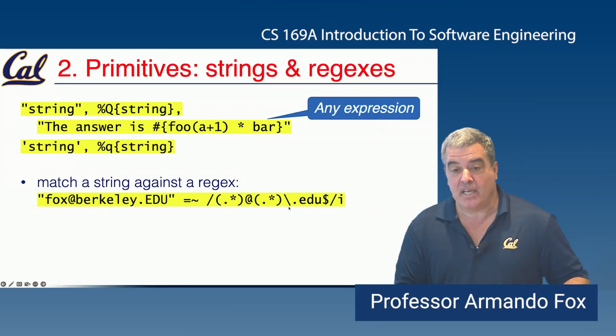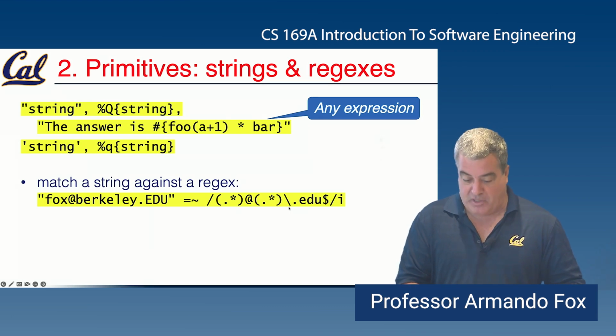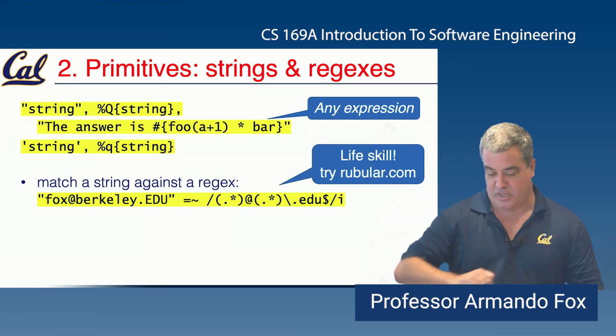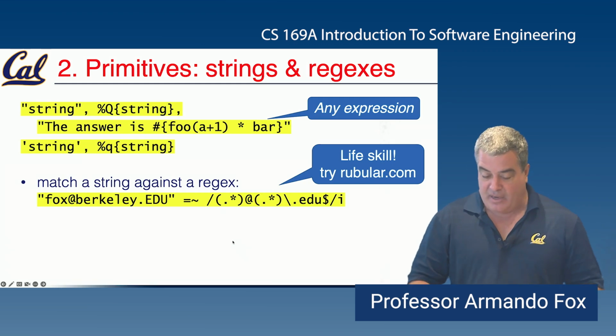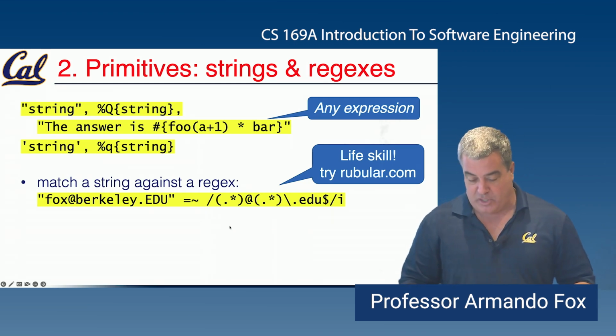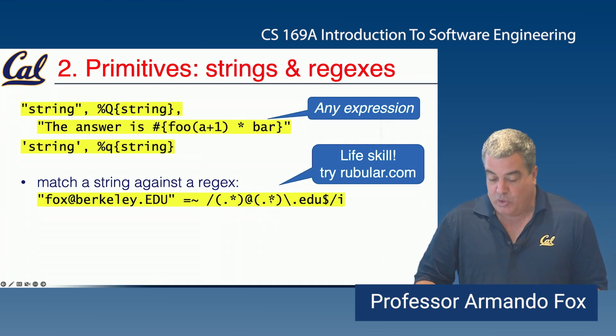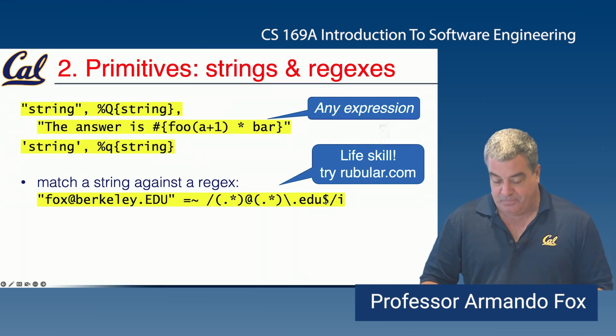Are we confused yet? We're going to go review our regular expressions. We're going to go to rubular.com and practice until you love regular expressions. And when you do that, you will come to realize that this regular expression matches 0 or more of any character, followed by an @ sign, followed by 0 or more of any character again, followed by an actual dot, followed by edu, followed by end of string.